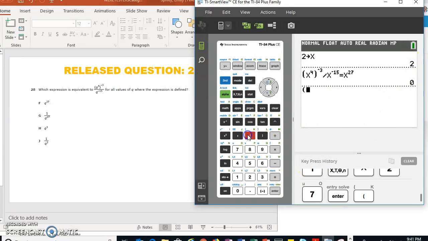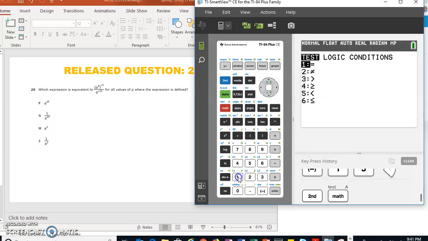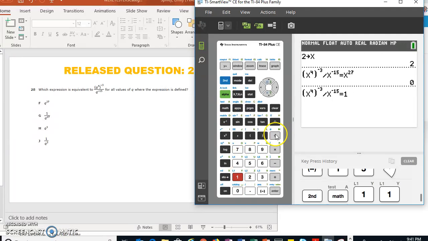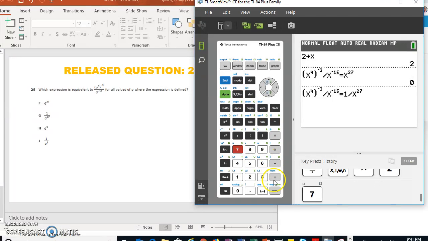So we need to try to set it equal to the second answer choice. So I'm going to set that equal to 1 divided by x to the 27th. A 0 again. Now we'll try setting it equal to answer choice H.